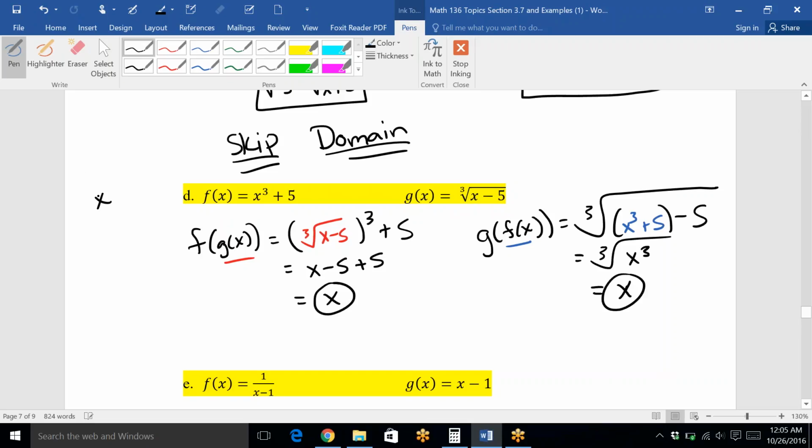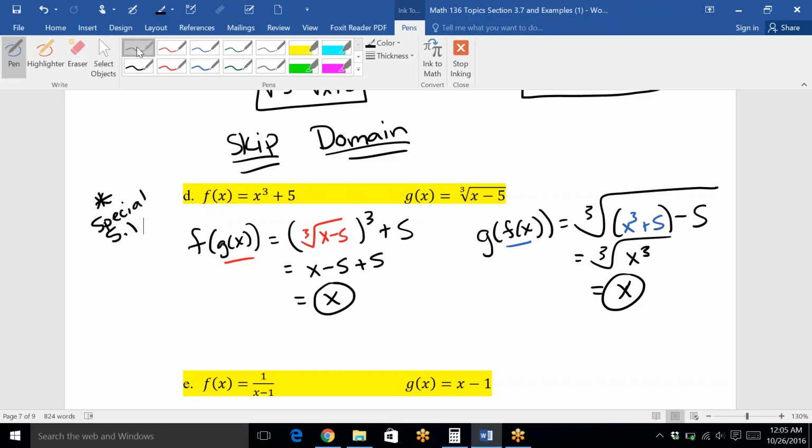This is special. This is what we're going to learn about in section 5.1, which is the very first section in Unit 3. If this ever happens when you compose both ways, that means these two functions are inverses of each other. So that's going to be something we talk about a lot in the last unit. So this is just kind of a, oh, look, we saw that once before.